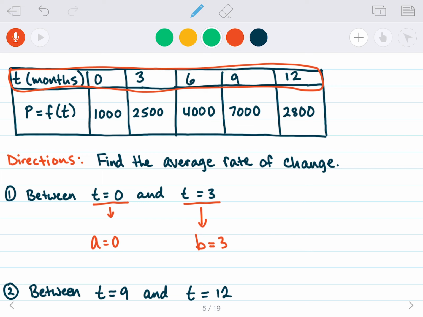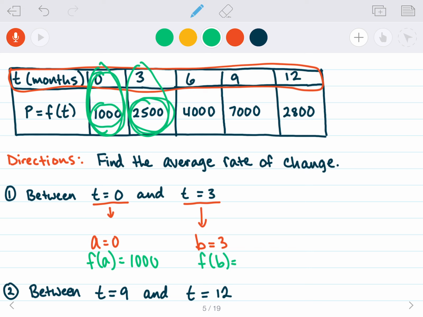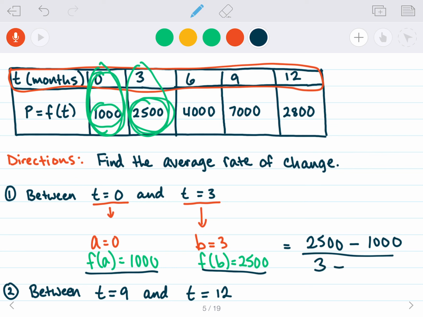And then you just want to look at the corresponding outputs. So f of A is going to be the output of A. So the output of 0 is 1,000. And our output that goes with B is 2,500. So f of B is going to be 2,500. And then we're just going to use our formula. So we're going to use final output minus initial. So I'm doing output minus output. So f of B minus f of A divided by B, which is 3, minus A, which is 0. Okay?